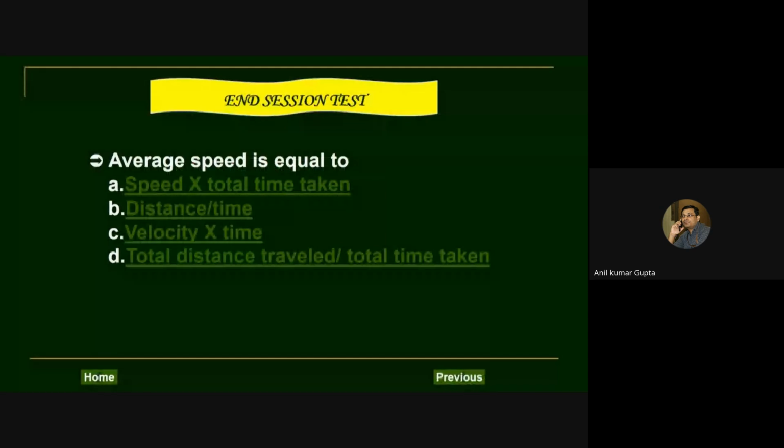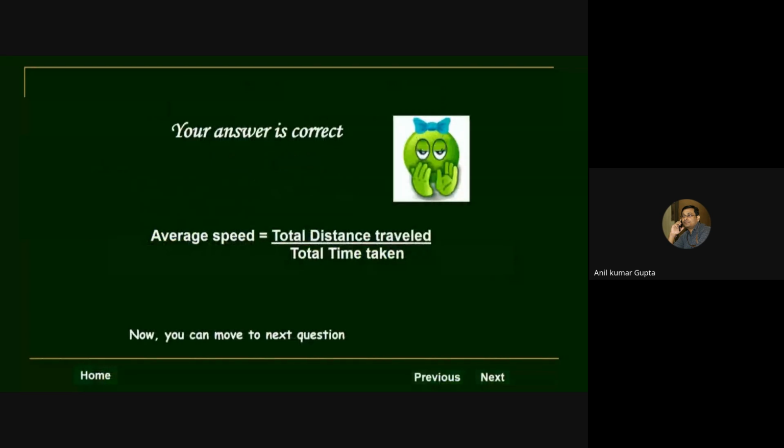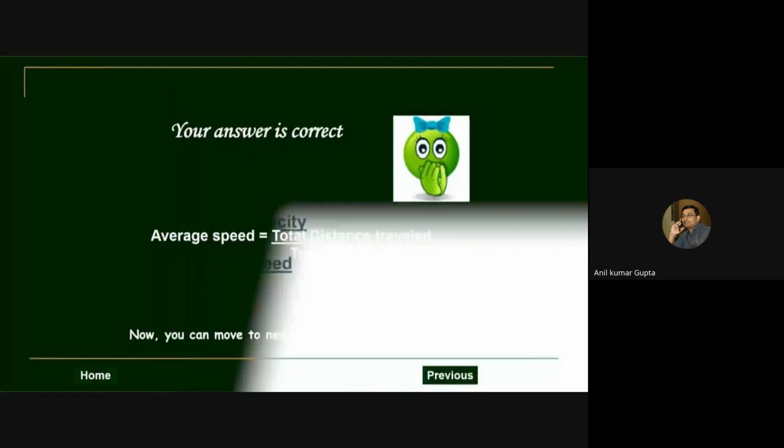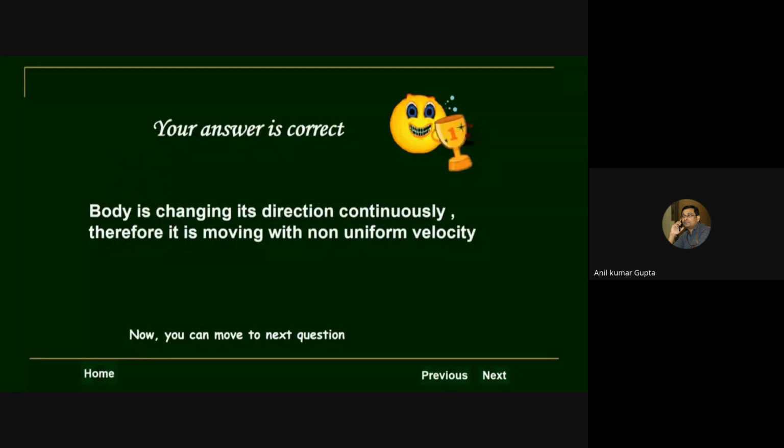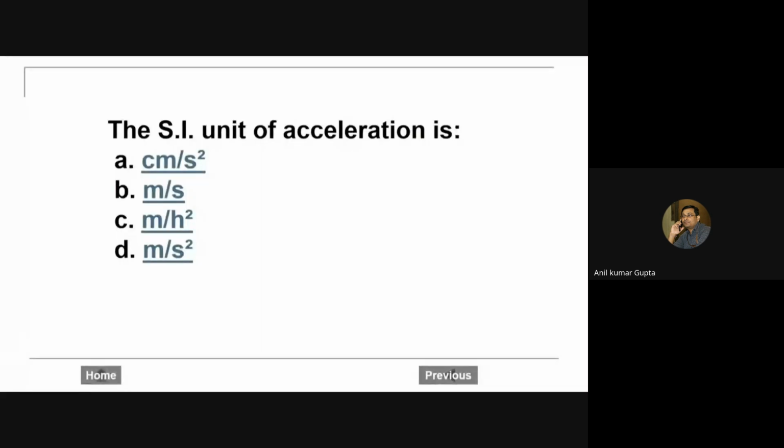Now, the end session test: average speed is equal to... Say the answer is D. So your answer is correct. Okay, your answer is being reinforced. A body moving with a constant speed of 20 meter per second and following a zigzag path has, say, non-uniform velocity. Say the answer is B. Your answer is correct. So next, the SI unit of acceleration is, say, meter per second square.